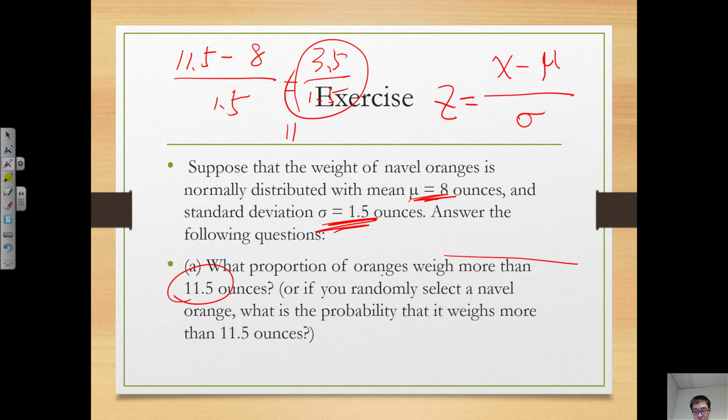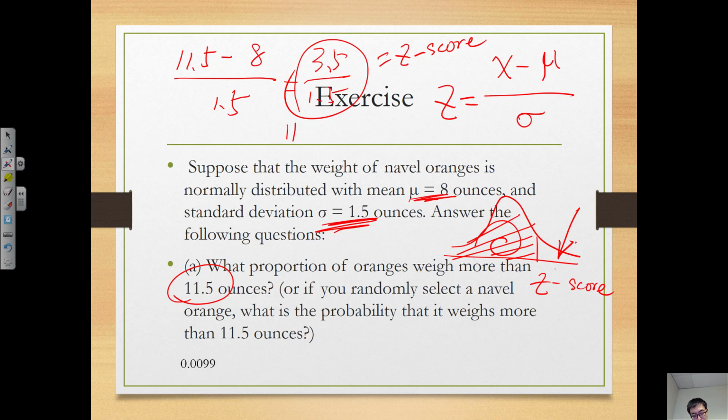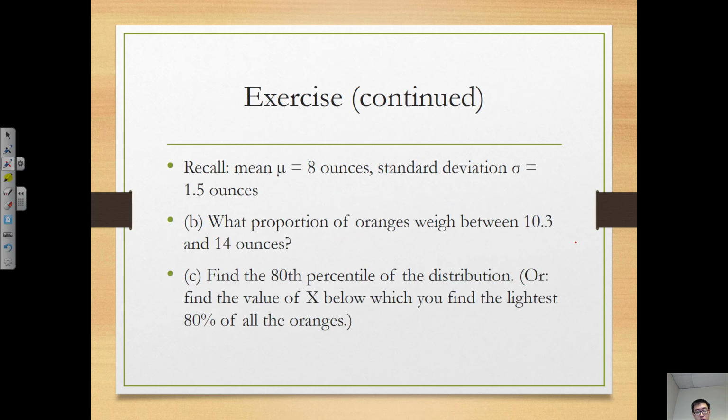You want to find what proportion of oranges weigh more than 11.5. So if you use the z-table, suppose this is a specific z-score, you use the table and you find this area, right? But you want to find the probability that the orange weighs more than this z-score. You need to use 1 minus this area to get this area, right? Okay, so the answer is 0.0099.